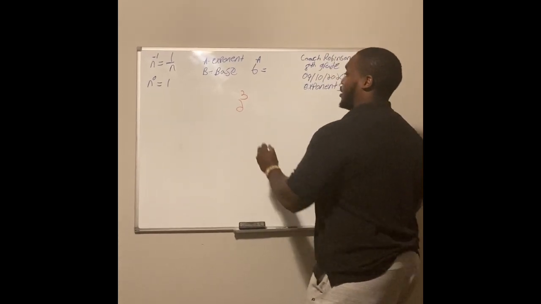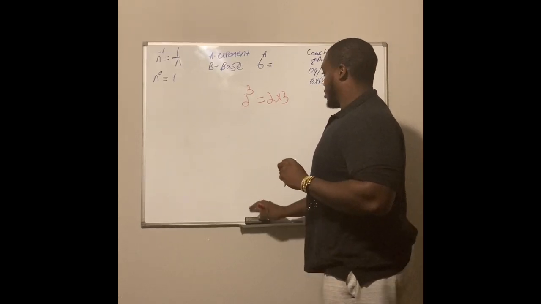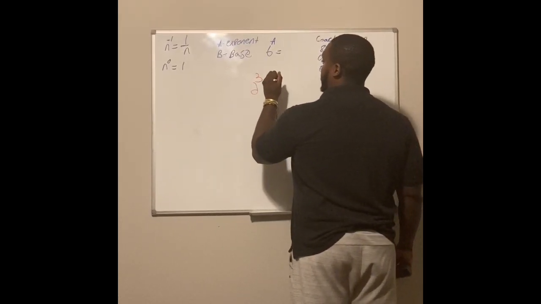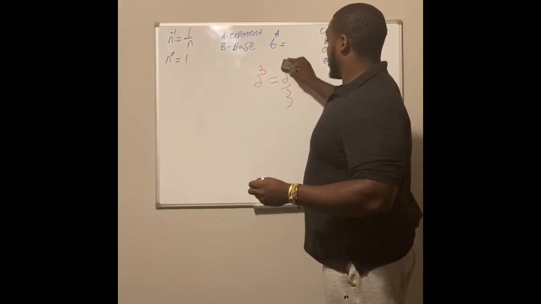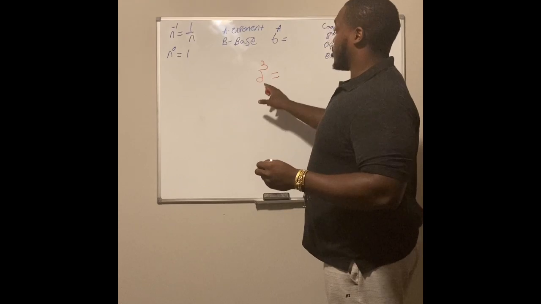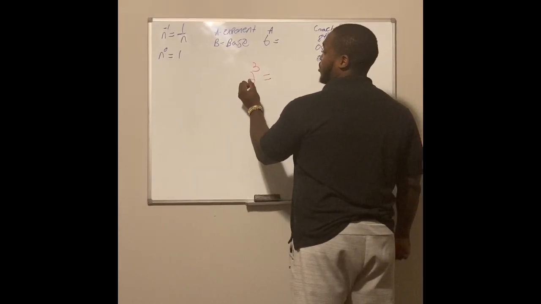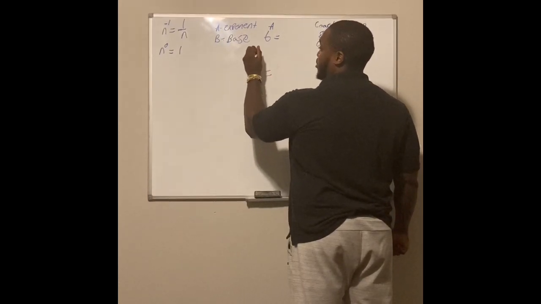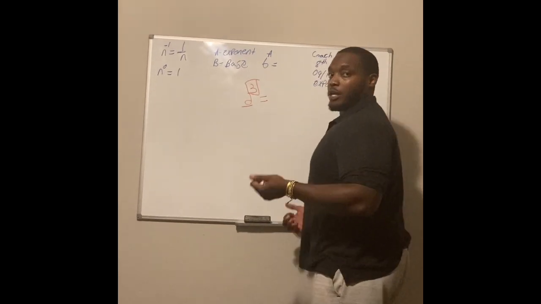Some people think that this is 2 times 3, which is not the answer. Some people think that this is 2 over 3, which is not the answer. How you actually go about solving this exponent equation is you want to take the base and multiply it by the number of the exponent. And that's how you complete the problem.